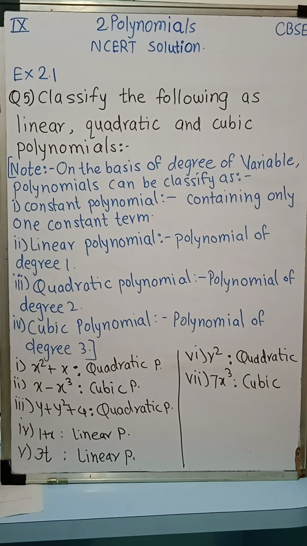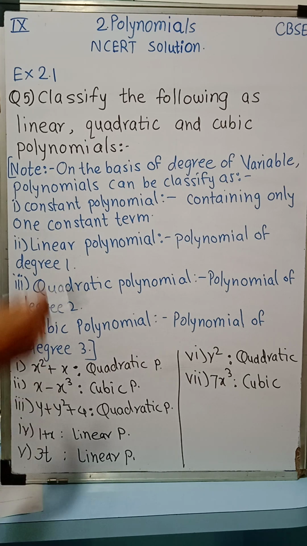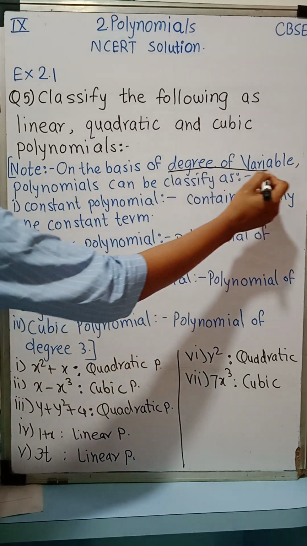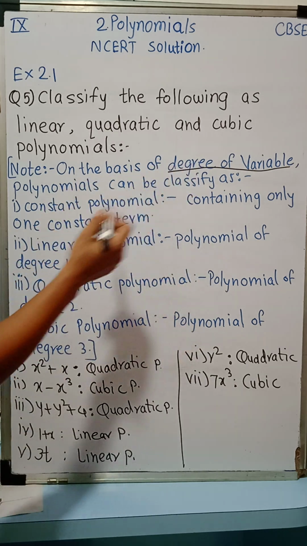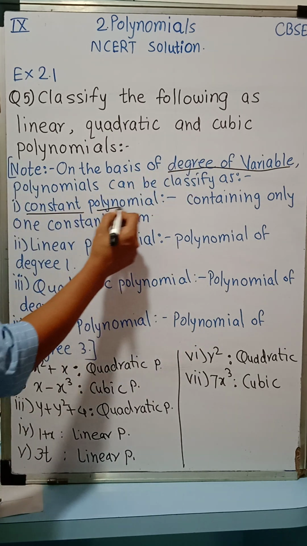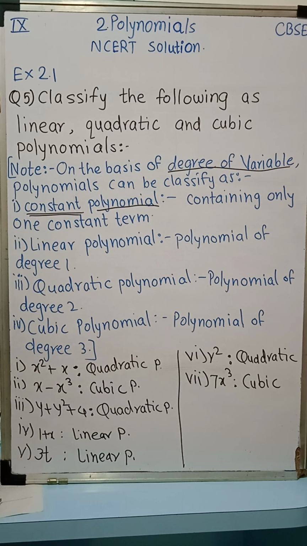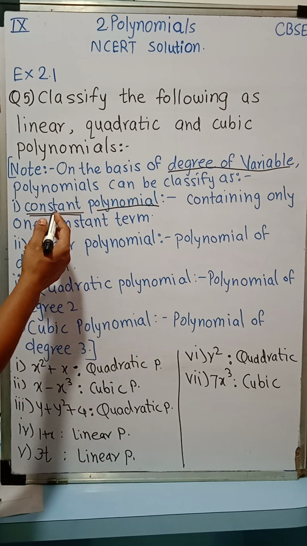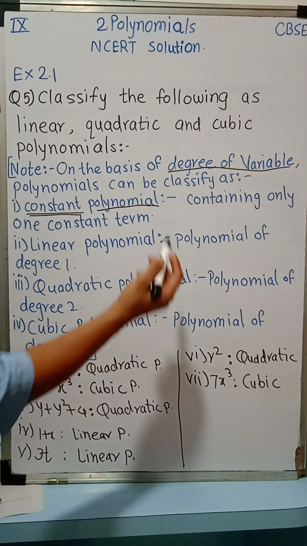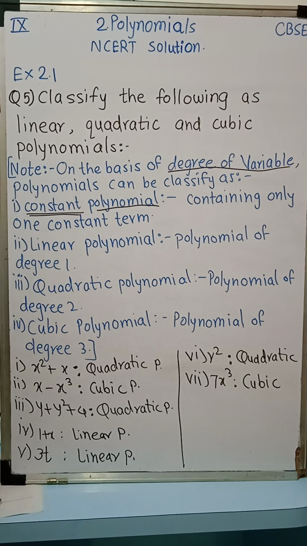First of all, to solve the example, let's check quickly what is meant by a linear equation, quadratic equation and cubic equation. On the basis of the degree of the variable, which is important for the polynomial, polynomials can be classified. The first is the constant polynomial. If any polynomial contains only one constant term, it is called a constant polynomial.